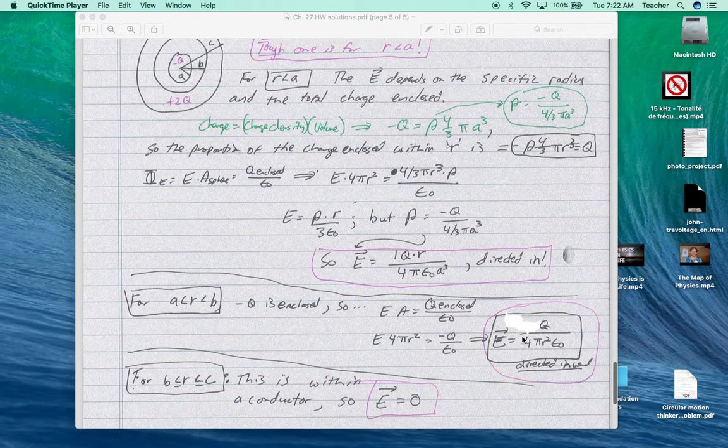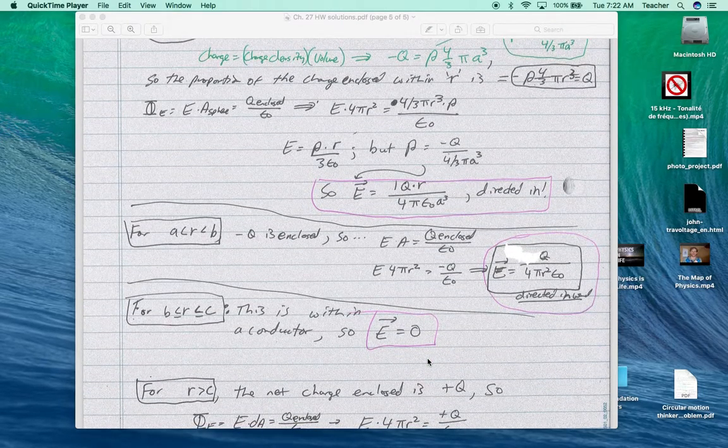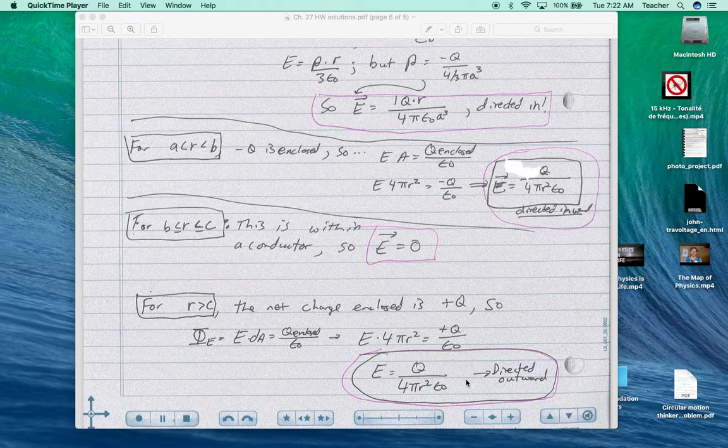And again, the same way here, I think I took away the negative here and just said directed inward because that's the net charge enclosed. So looking at Gauss's law in general and then applying to the radius r at that point. Between B and C, no field, greater than C, the net charge enclosed is positive, so it's directed outward.